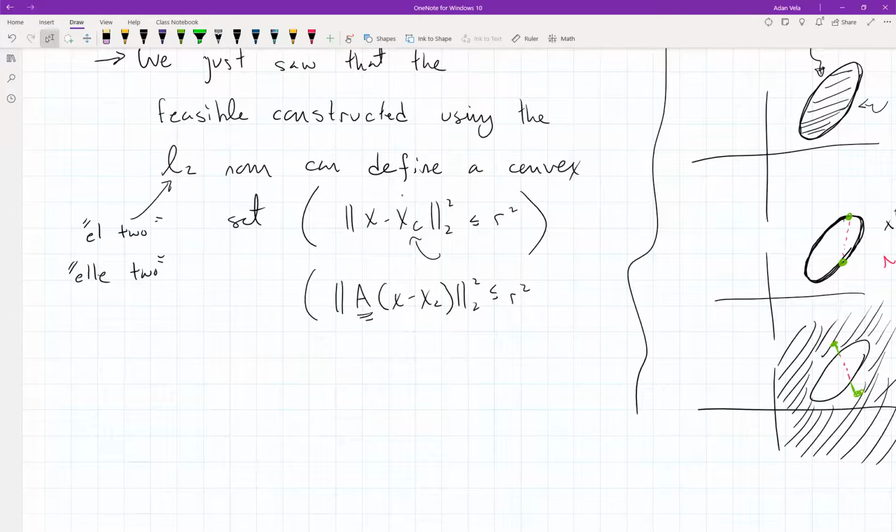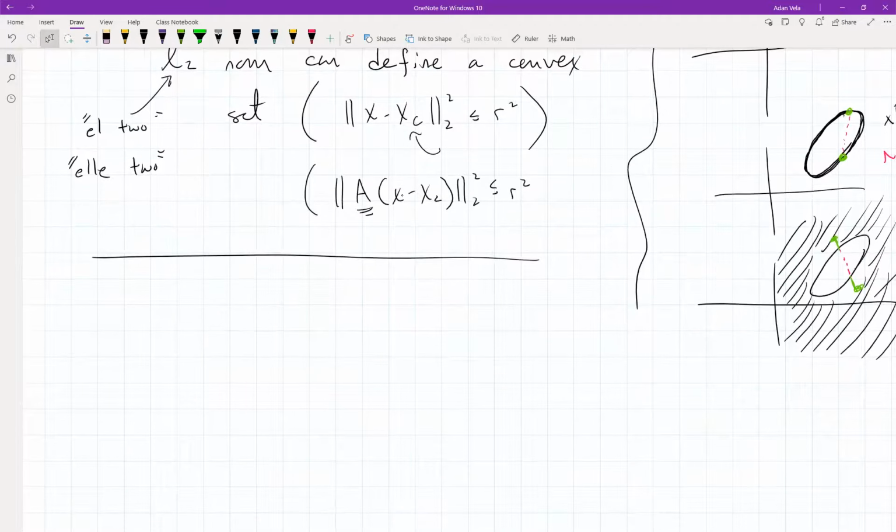There are definitely other types of norms besides these ellipsoids. So we have the L1 norm, right? That's a common norm that's used. And this one's, again, well, I'm going to write it.